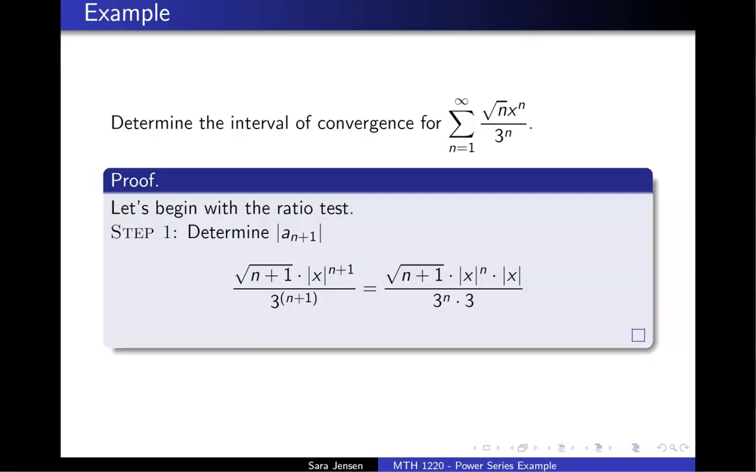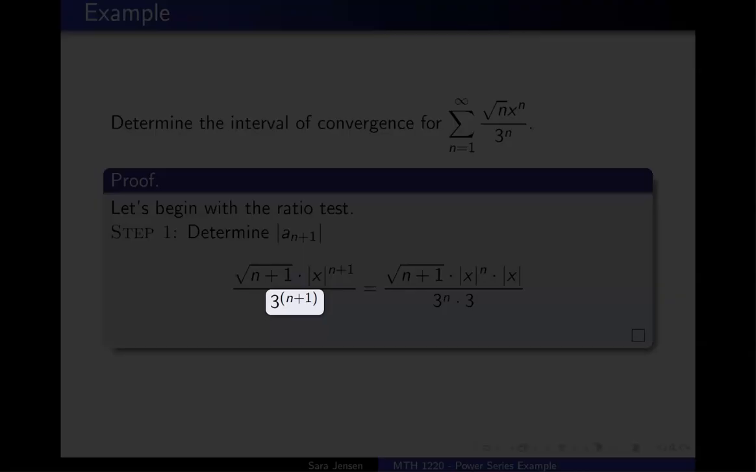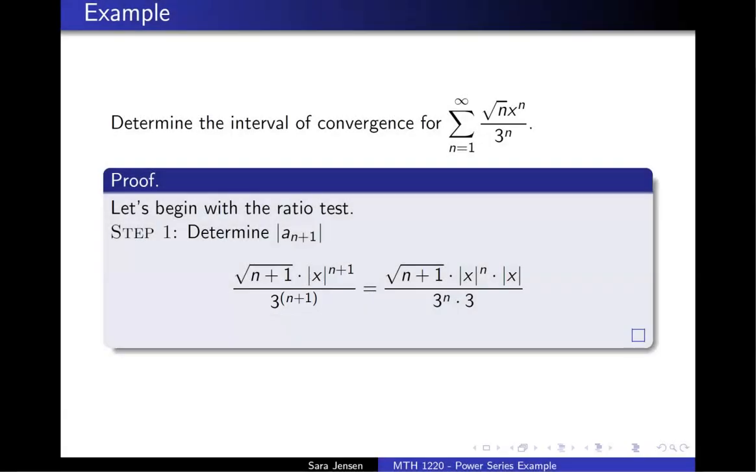Because we're only plugging in positive values for n, the quantity 3 to the n plus 1 is also positive, and we don't need any absolute value signs there. What we do on the right-hand side of the equal sign is simply break up the way that we're writing absolute value of x to the n plus 1 and 3 to the n plus 1 for future cancellations.